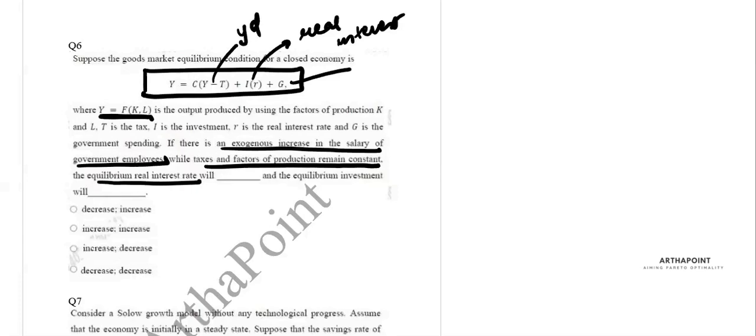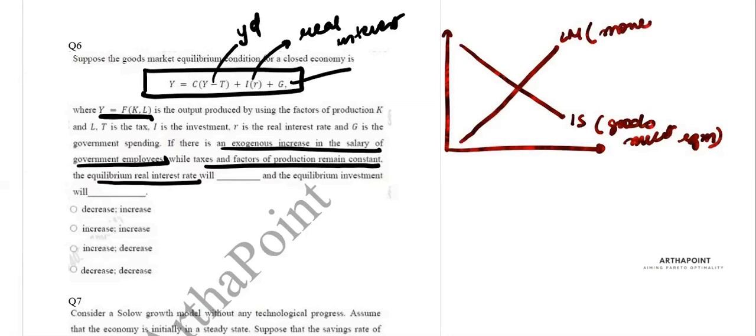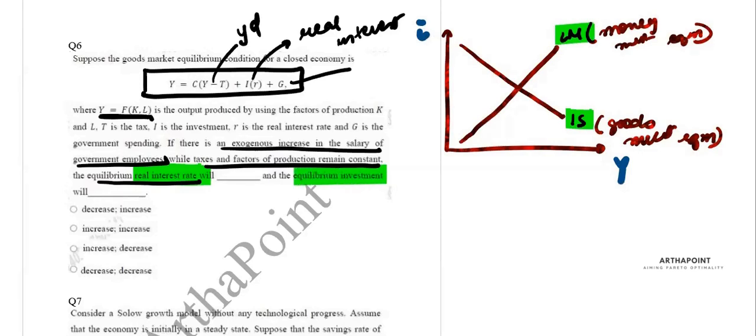Recall what we did in the IS-LM model. I have an IS curve which derives itself from goods market equilibrium. And I have an LM curve which derives itself from the money market equilibrium. Because the question asks me for the interest rate, I will be talking about the IS-LM curves because only they give me the equilibrium interest rate and output. The question also asks me about investment. Investment will simply be decided by the interest rate in the market. So I just have to ask myself, what happens to the interest rate?